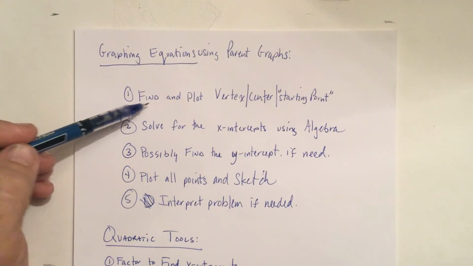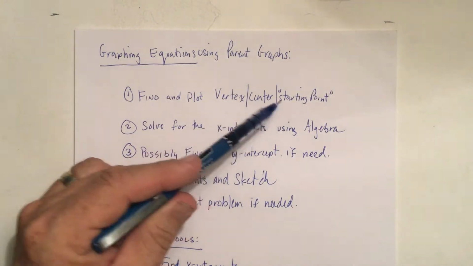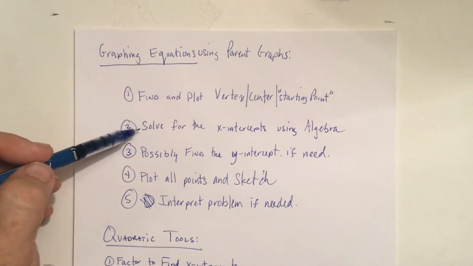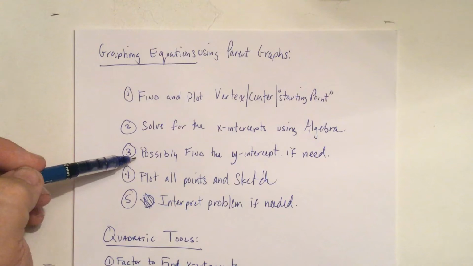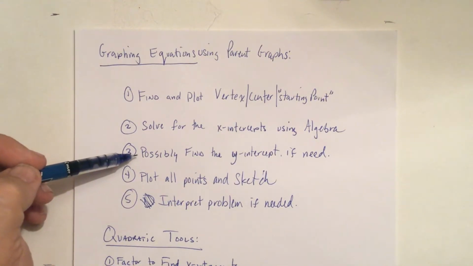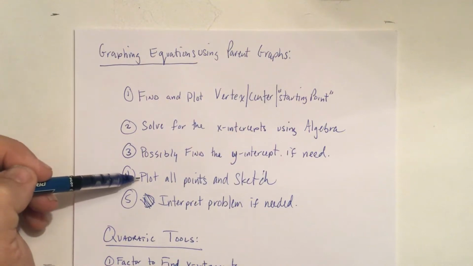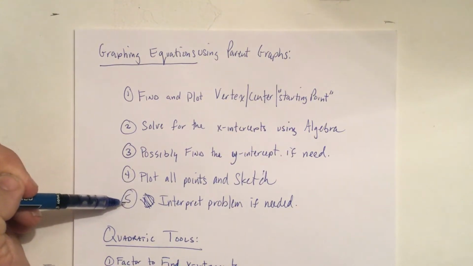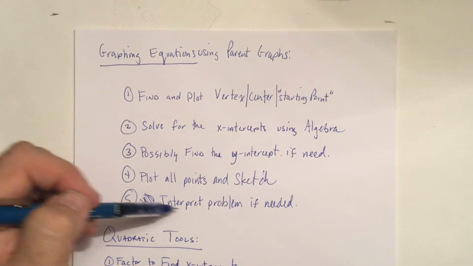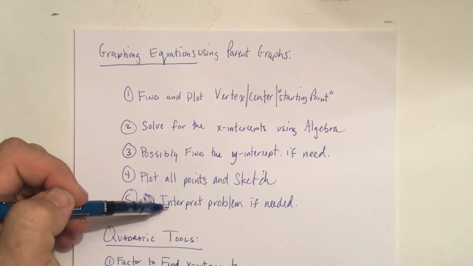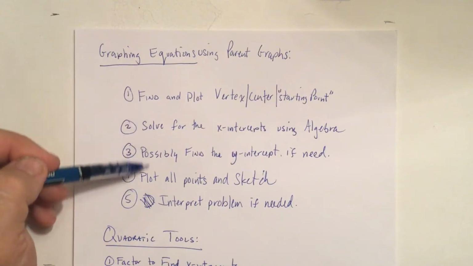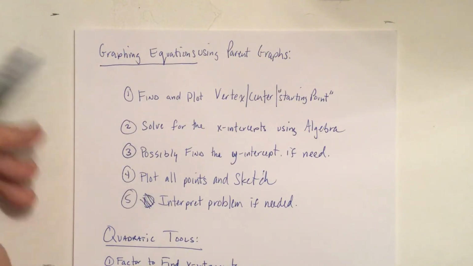First, we find and plot the vertex, the center, or the starting point like we did with trig. You solve for the x-intercepts using algebra. You can possibly find the y-intercept if you need it. Don't always have to have it. And then plot all points and sketch. And then sometimes if it's a word problem, you have to interpret the problem if needed, like what's the maximum height the rocket flew or whatever. But those are 5 possible steps you can use to graph the equations.